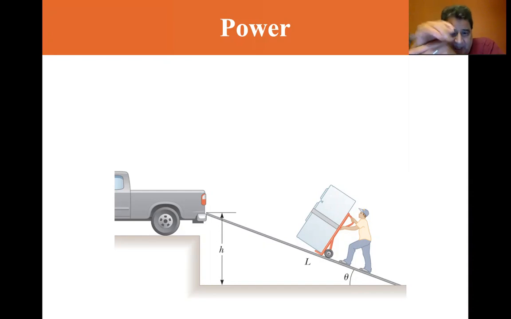So next time he has to do it, he uses a longer ramp, and he notices that it's different, and it takes a lot longer time, but it is easier to do using mechanical advantage. And what's the difference between the short ramp and the long ramp? Well, it's the time involved in going up the ramp.